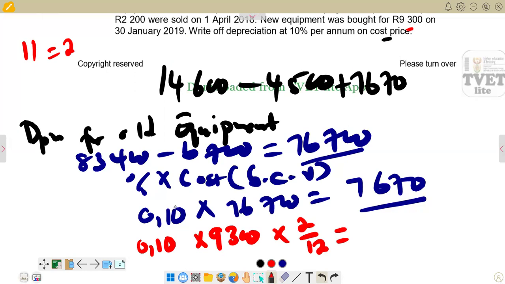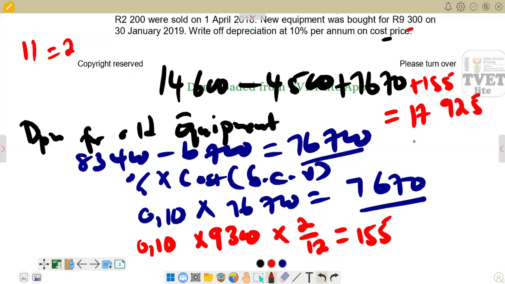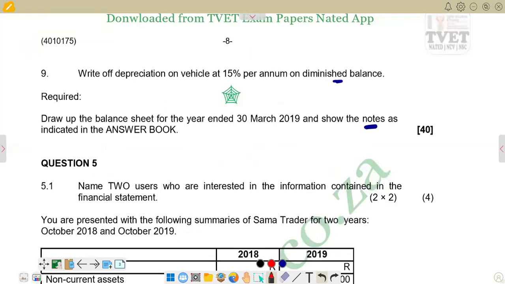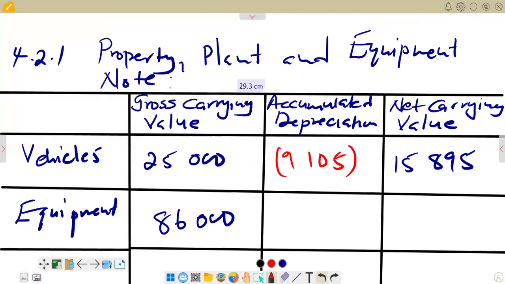Let's try to calculate that one. We are saying 0.10 times 9,300, you get 930, and then you multiply by 2/12, and then you're going to get 155. So it means we have got 155, which we are also supposed to add here to get the total depreciation. So if you add there, you'll see that you are going to get 17,925. This is now our depreciation for equipment. So we come here, we are going to put 17,925 as our depreciation.